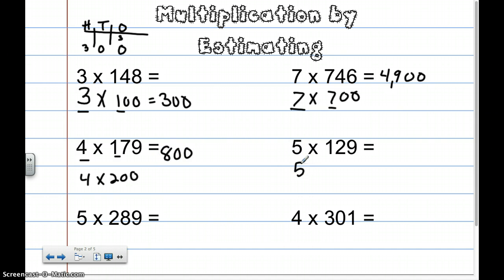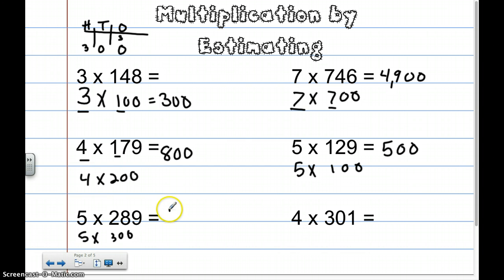If I'm going to do 5 times 129, I'm going to round that to 100. And 5 times 100 is 500. If I'm going to do 5 times 289, that's going to be 5 times 300. 5 times 300 is 15. 5 times 3 is 15, and then I place 2 zeros at the end, and that's 1,500. 4 times 301 is going to be 4 times 300. 4 times 3 is 12, and put 2 zeros on the end, and that's 1,200.